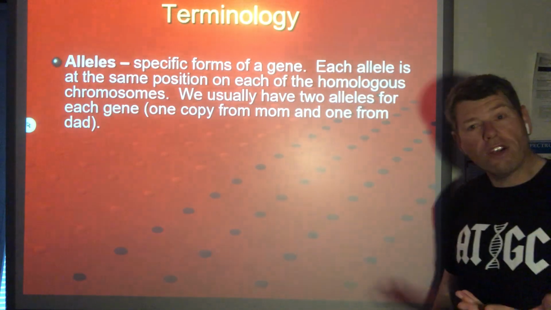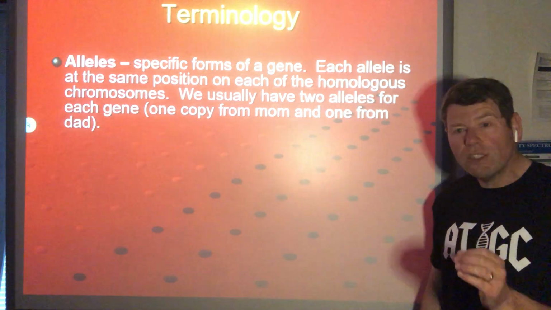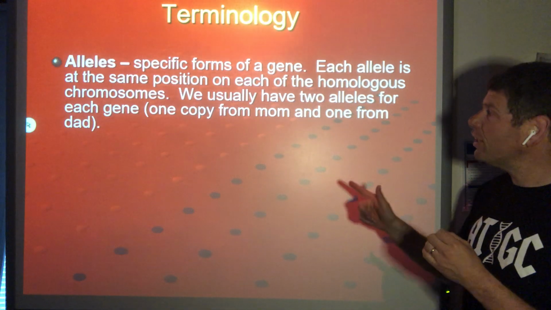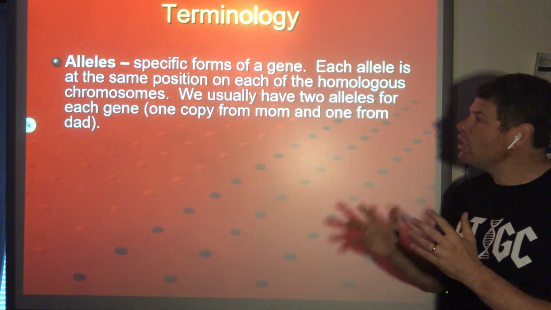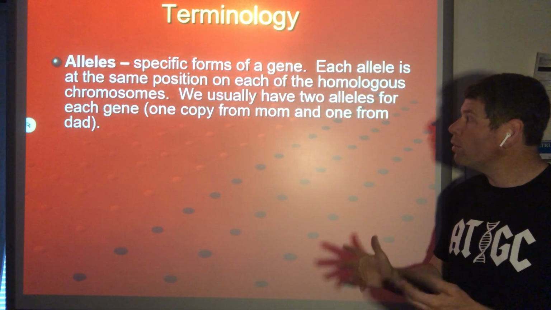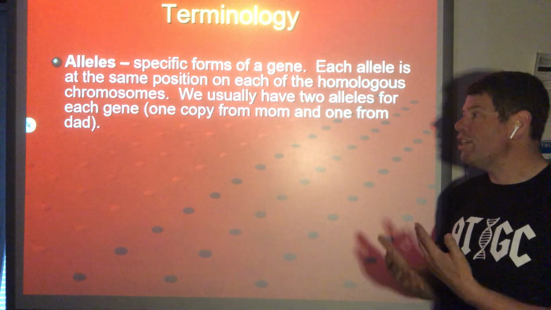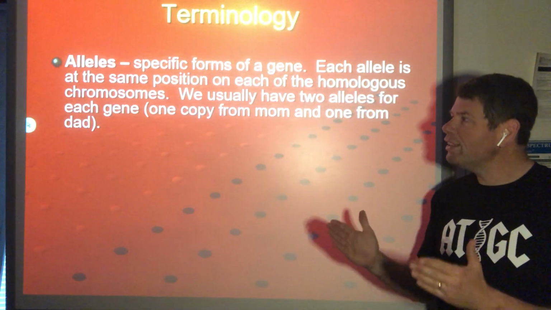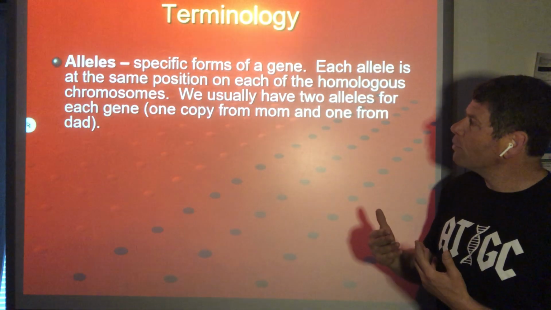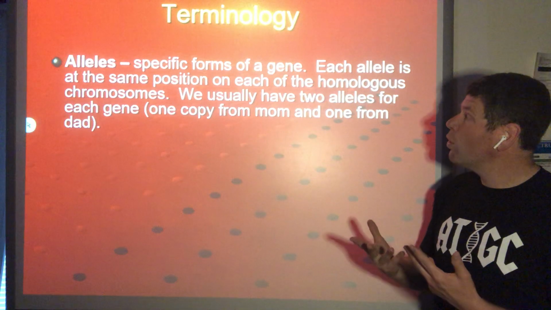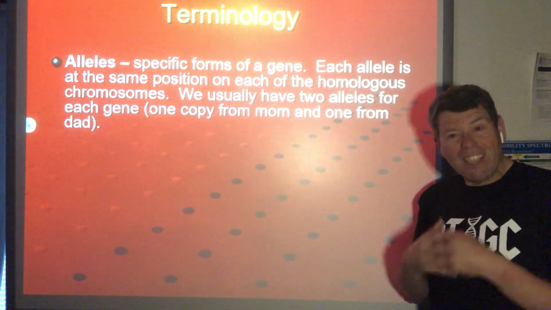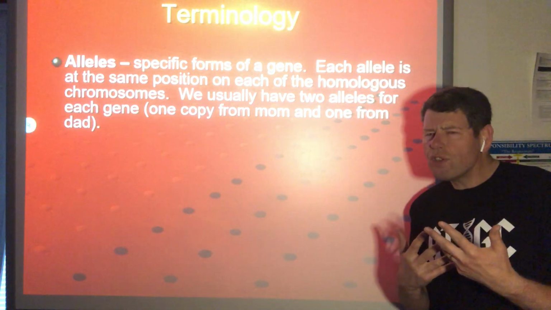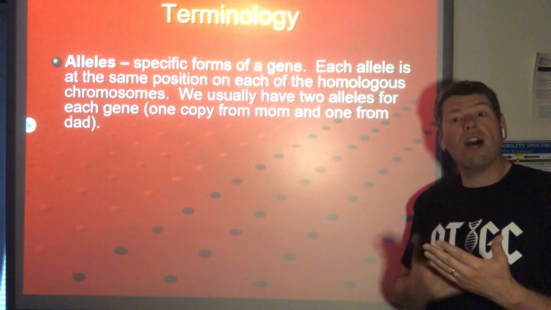Now, we've already mentioned the term alleles. Alleles are the forms that a gene can take, and each allele is found at the same position on each of the homologous chromosomes. Remember that we usually have 2 alleles for each gene, one that came from mom and one that came from dad. I often like to think of alleles like flavors, right? So if it was ice cream, for example, that you were after, the different flavors are kind of like the alleles of a gene, right?